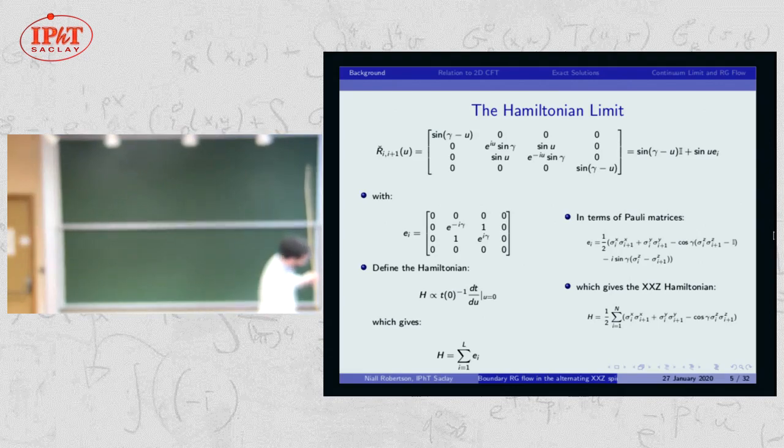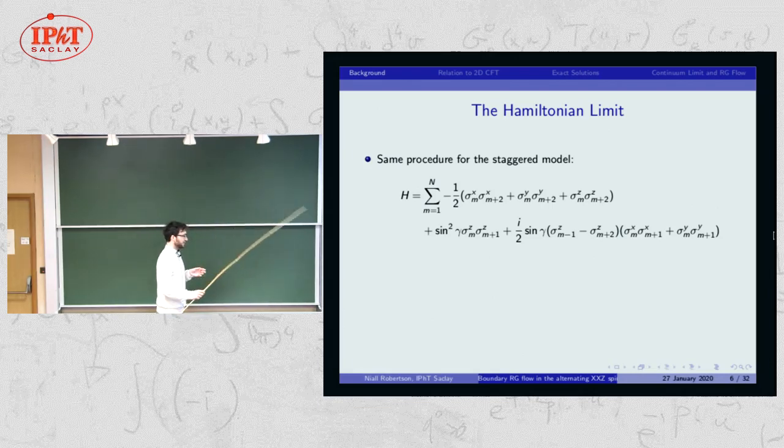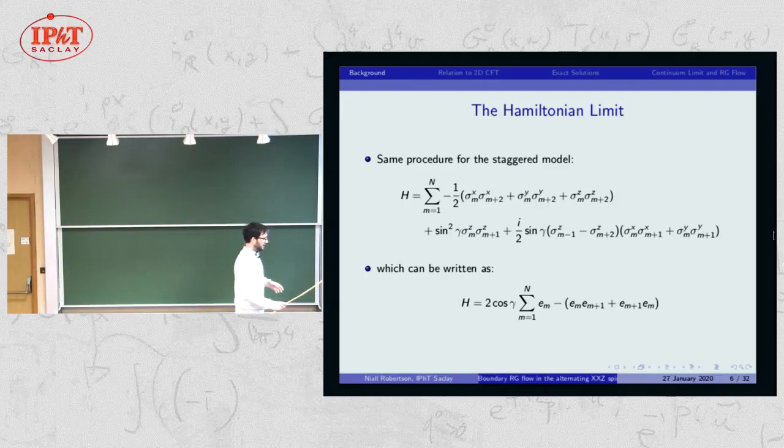So we want to ask, what happens when we go through with this construction with the staggering? And we can write the Hamiltonian in this form, which is not really as nice, but a relatively OK Hamiltonian written just in terms of Pauli matrices. But it's a lot neater when we use the formulation in terms of these E's, which has this form. So the first term is more or less the same as the XXZ Hamiltonian, and then we have this interaction term between the E's.